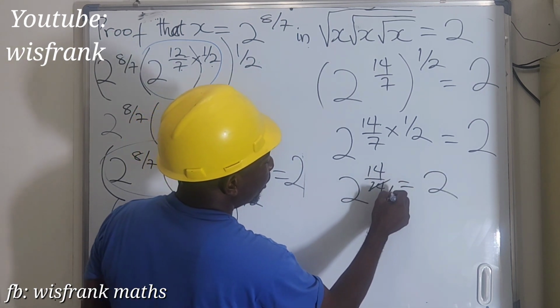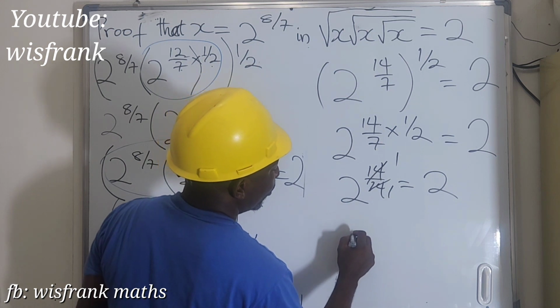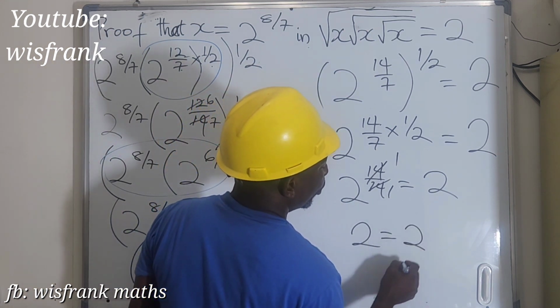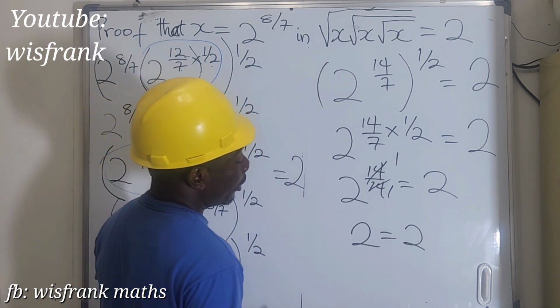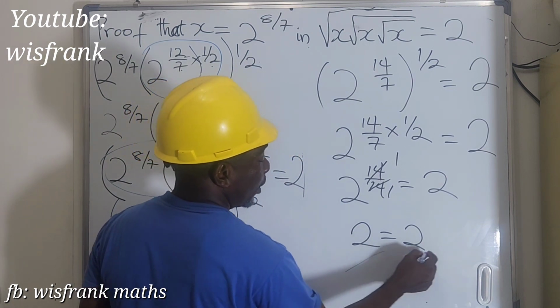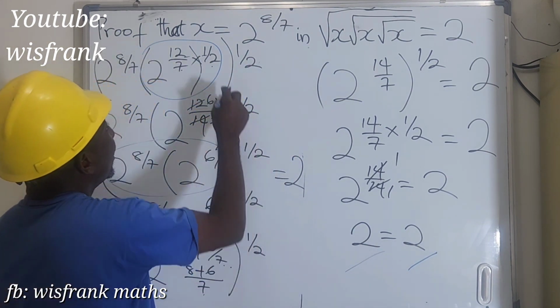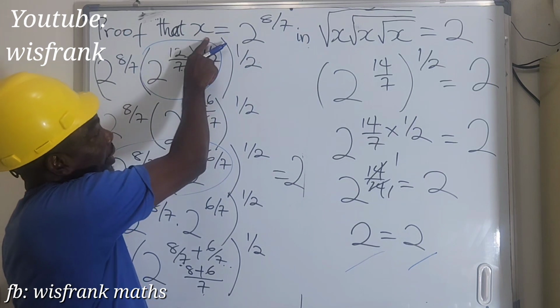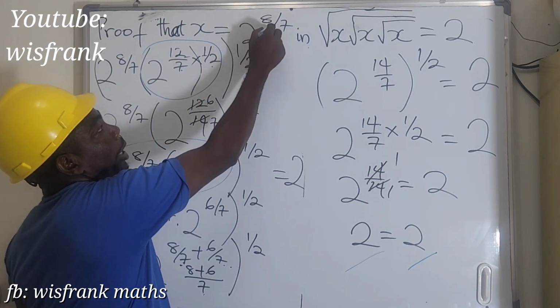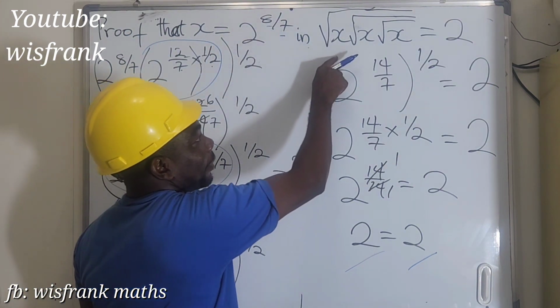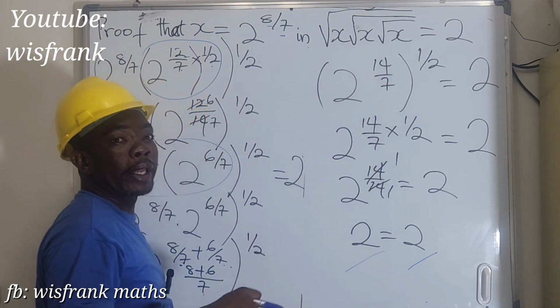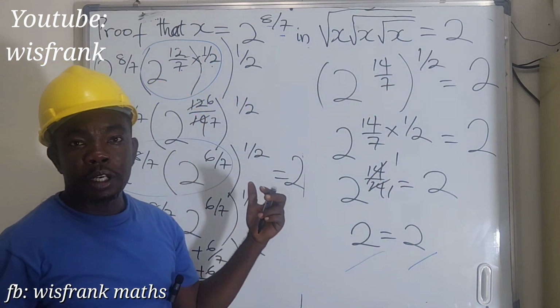And here, 14 will cancel 14. So we have 2 equals to 2. Therefore, we have been able to prove that the left hand side equals 2 and the right hand side equals 2. And the answer to our question, which is x equals 2 raised to the power of 8 all over 7, satisfies this question as we solved from the former question that we were given.